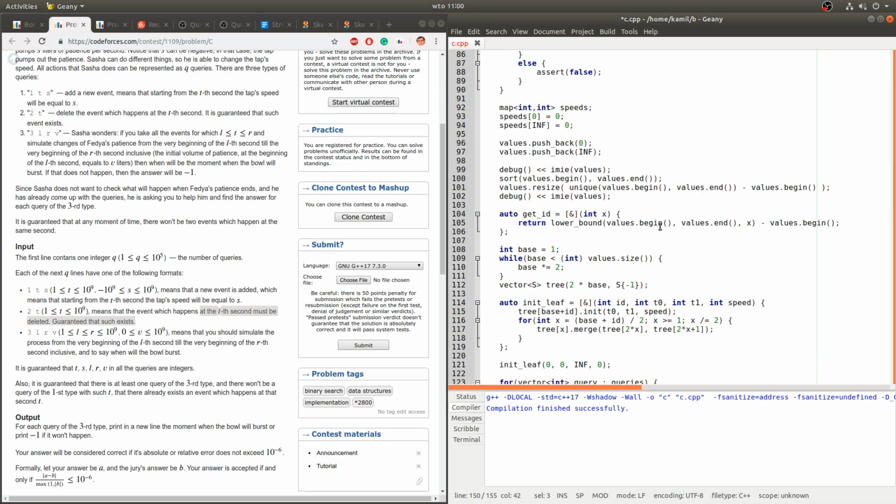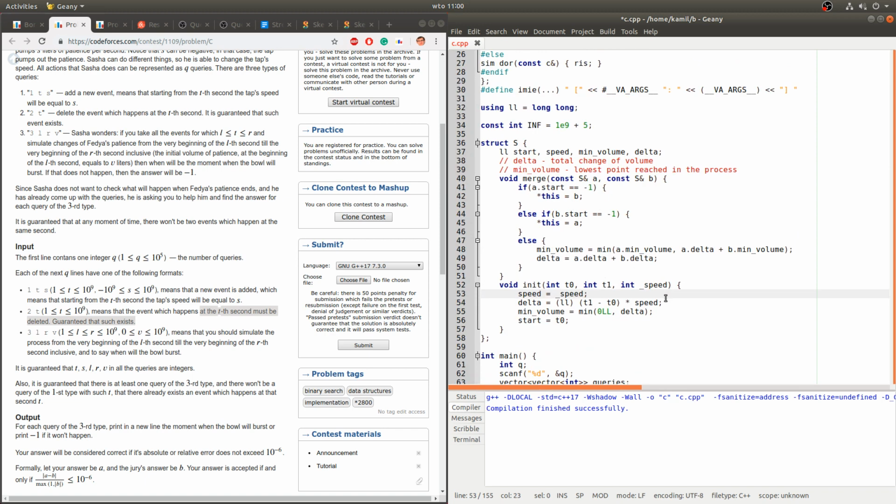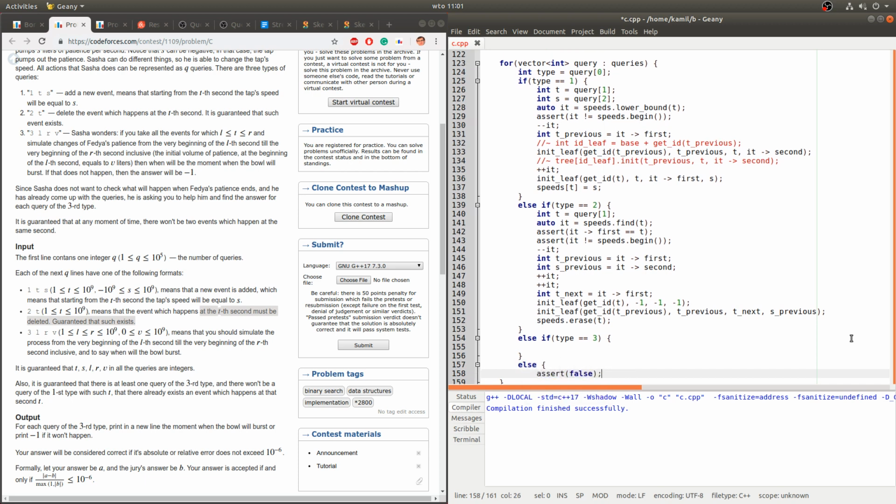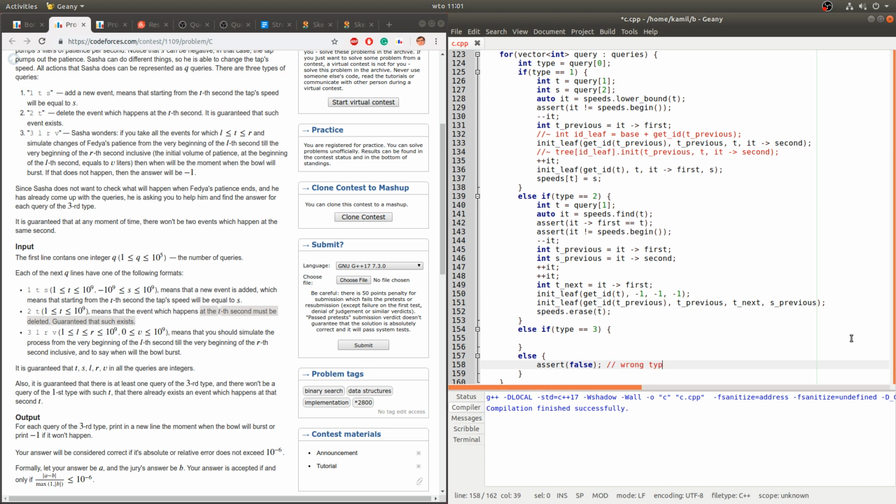This should remove it. In here initialization, I think it will work. So something will happen here, but anyway, start will be set to -1. Okay, and finally speeds remove or erase. I think erase of t. Else, so this was else if type is 2. Finally, if type is 3, then do something, and else assert false, because we have wrong type, or invalid type.